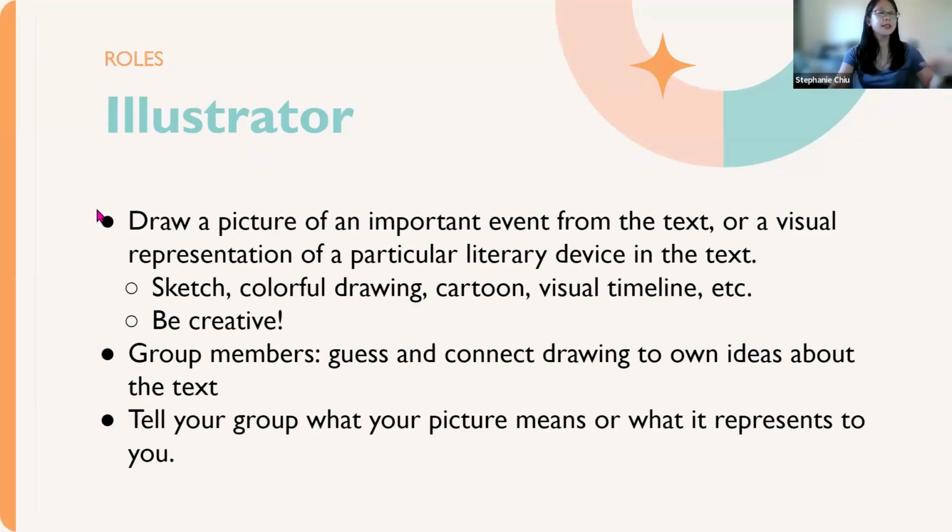The next job is the illustrator, and the role of the illustrator is to draw a picture of an important event from the text or some visual representation of a particular literary device in the text. It can be a sketch, a colorful drawing, cartoon, visual timeline, anything, as long as it's visual and creative. So this helps tap into another modality to help reinforce the students' understanding. And also for some of our students who are more artistic and more creative, this is their chance to shine.